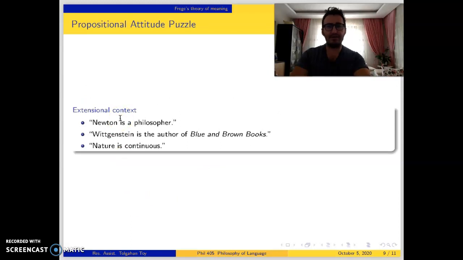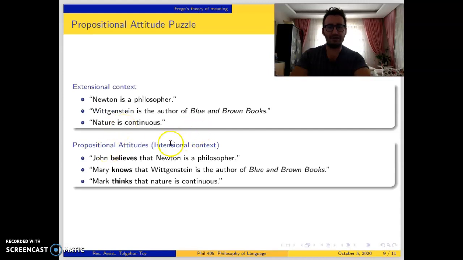There is also the extensional context, intensional context distinction, intensional with an s. Extensional context is the context where co-referential terms can be substituted for each other. These are extensional context examples. And propositional attitude sentences are a subset of intensional context examples. So, as you see, Newton is a philosopher is an extensional context example, and John believes that Newton is a philosopher is an intensional propositional attitude sentence example.